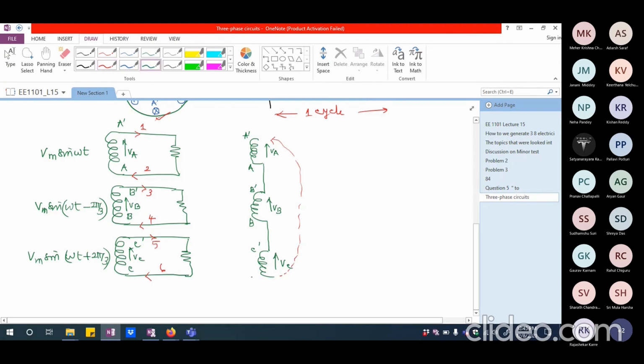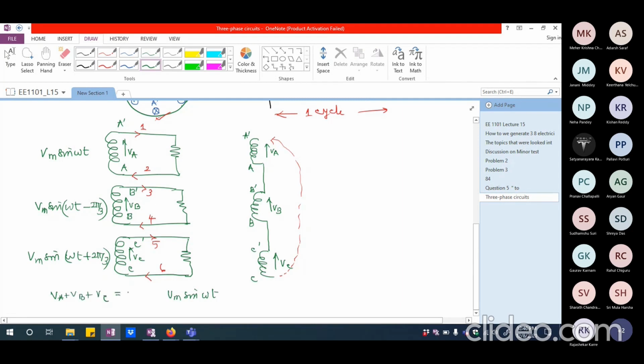If I have to do that, these two should be at the same potential. If they are not at the same potential, I cannot simply connect the two. Then there will be a huge heavy circulating current and there will be huge sparking. So let me look at Vm sine omega t, which is Va, and this is Vb and Vc. Let me get what is Va plus Vb plus Vc.